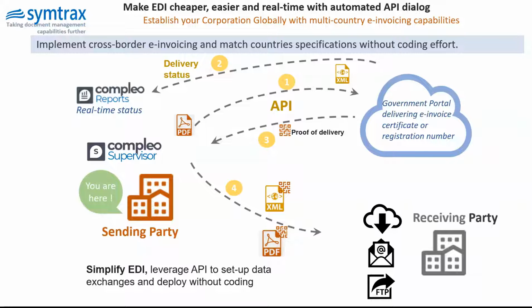You will notice there are three entities present, the first of which is a sending party, located on the lower left side of the screen. This party has adopted and implemented Simtrex's Compleo software solution and is therefore equipped with the capability to send invoices to a country's designated government entity as well as to any business partners that will receive the invoice. These business partners are named Receiving Party and are located in the bottom right corner.